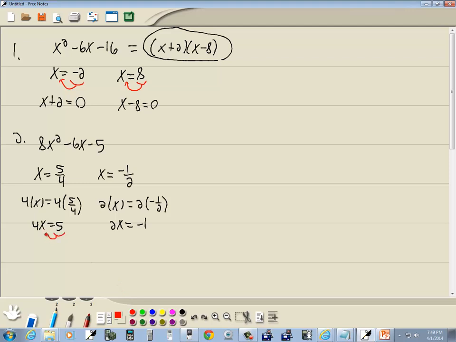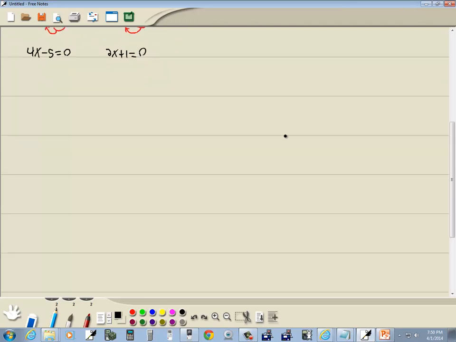Now we want to get 0 on the right side. So I'll take this 5 and move it over. And I'll take this negative 1 and move it over. So this becomes 4x minus 5 is equal to 0. And this becomes 2x plus 1 equal to 0. Since I got 0 on the right side and I don't have any fractions, then that's our answer. So this factors as 4x minus 5 times 2x plus 1. Okay, let's look at our third one.